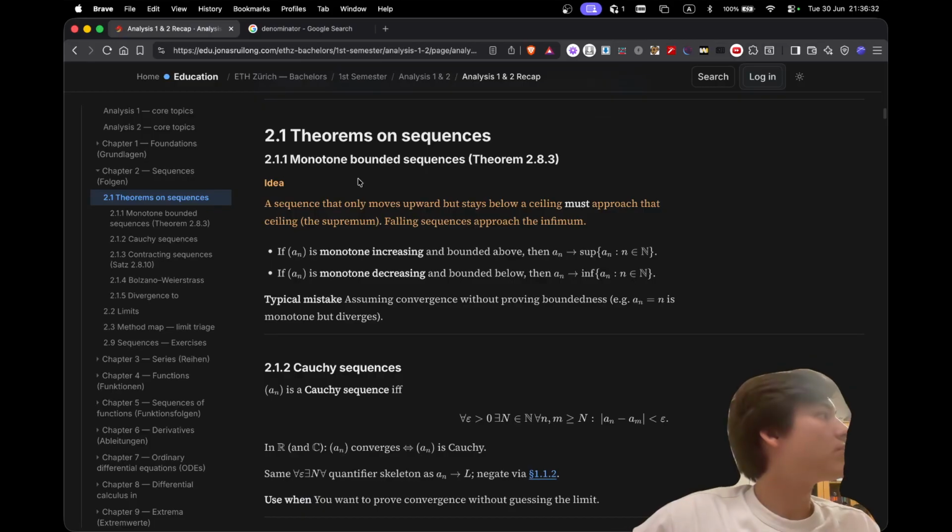Theorems. Monotone. I'll have to close my window soon. It's storming now.